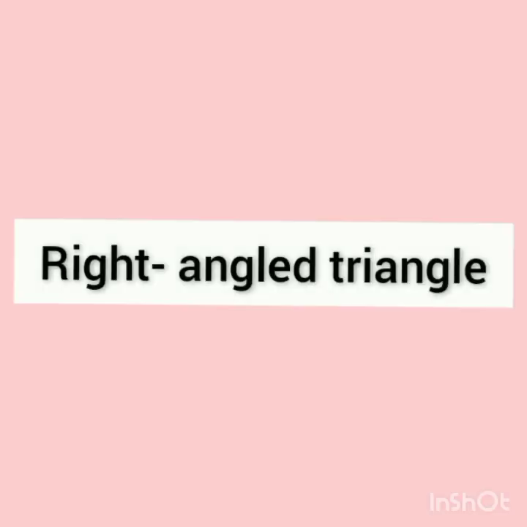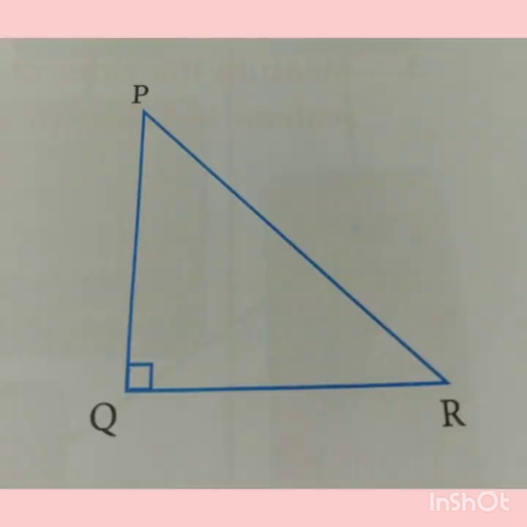Next is the right angled triangle. A triangle is called a right triangle, or a right angled triangle, if one angle is a right angle. In triangle PQR, angle Q is equal to 90 degrees. So, triangle PQR is a right angled triangle.